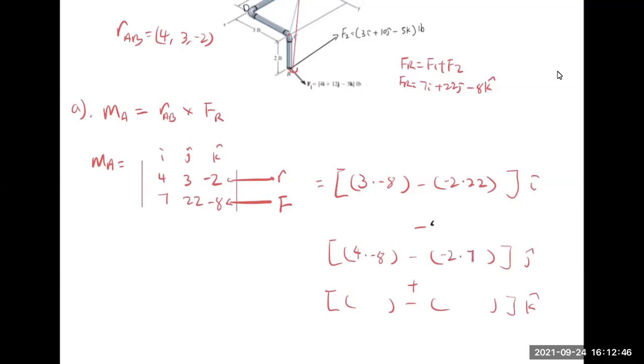And don't forget that in front of the J, you always want a negative sign, okay? But you must have a positive sign in front of both I and K, but you always want to have a negative sign in front of J. Okay, and then do my K. So K, cross out the row where K is, and cross out the column where K is, and do 4 multiplied by 22 minus 3 multiplied by 7.